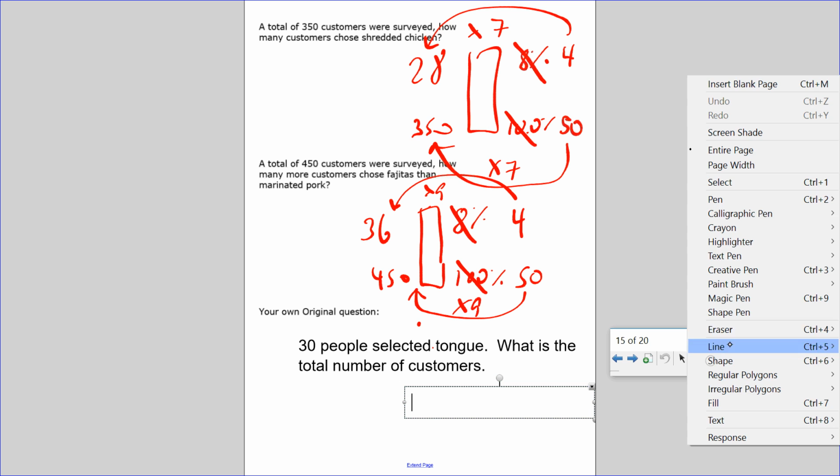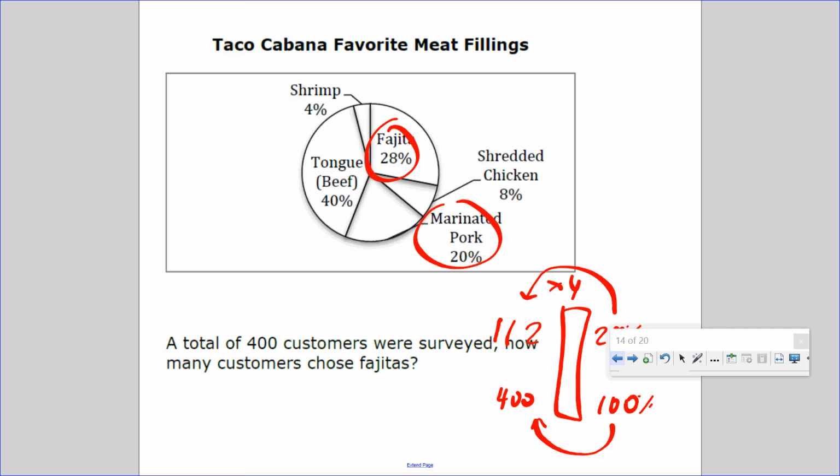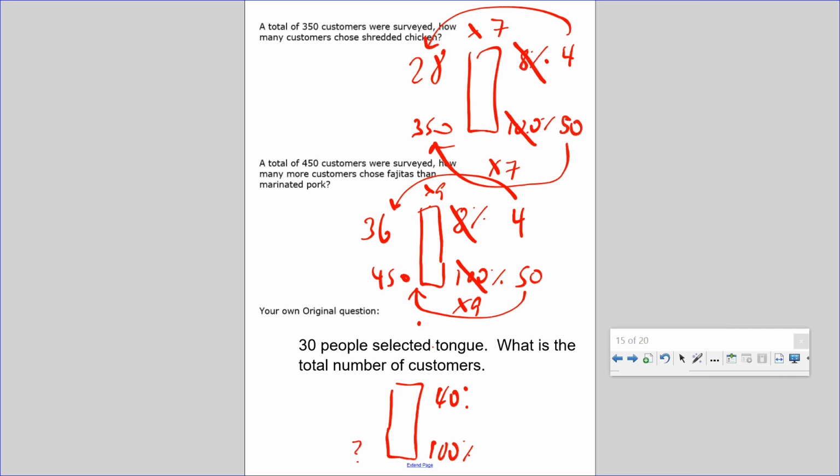So we draw a percent bar. This time you are given the part. Can you find the whole? We don't know the total number of customers. What percent chose tongue? 40%. 30 people. So in this one, can 40 go into 30? No. Can 40 go into 100? No. We're going to simplify this to 20 out of 50.